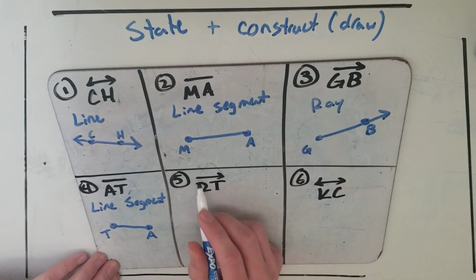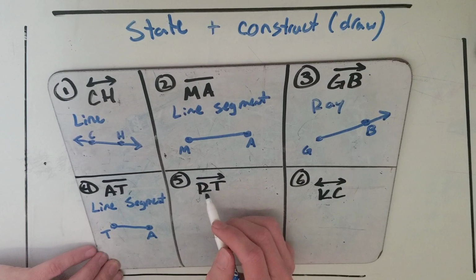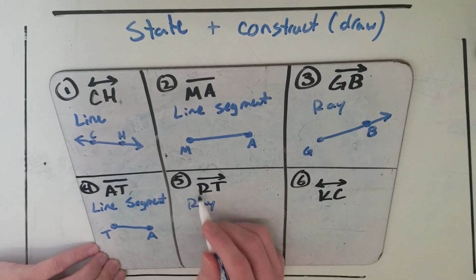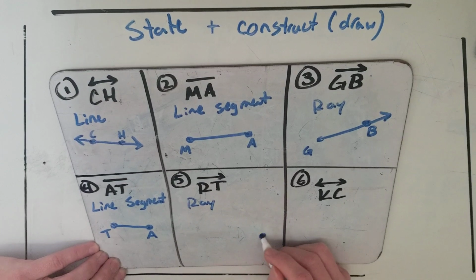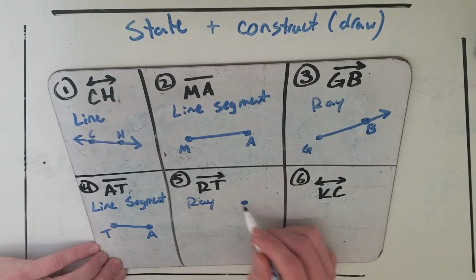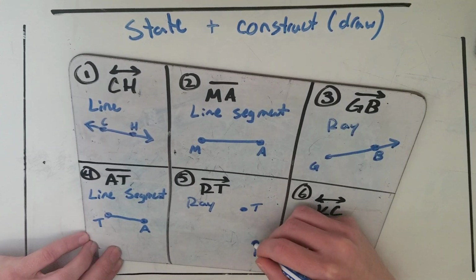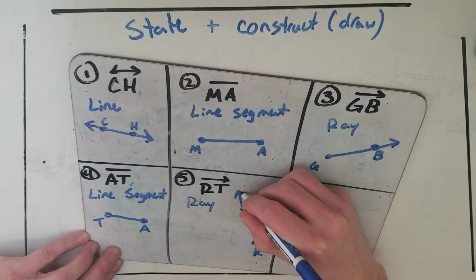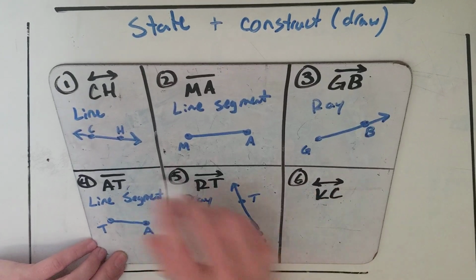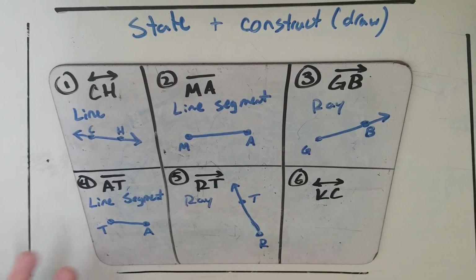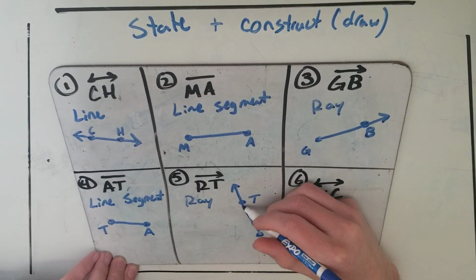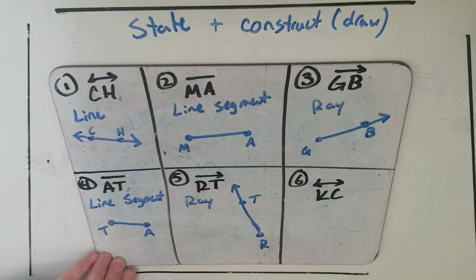Number 5, looks like we're working with another ray with endpoint R. So we're working with a ray. We're starting, let's say point R is over here, and we're going to go through point T, we'll throw up here. So you're starting with an endpoint at R, going through T infinitely, and it's straight. All of these should be straight because they're parts of a line, or they are a line. So we're starting at R, straight through T, and we go on infinitely.